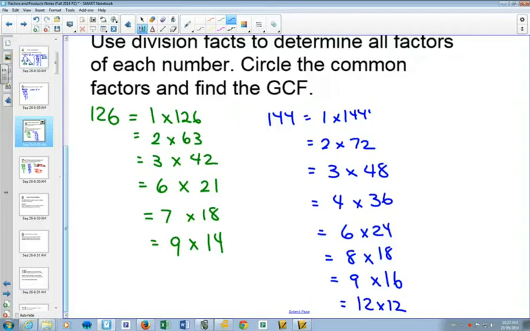Now to be able to do this and do it quickly, you have to have a really, really strong times table. So again, I think the second method is going to be a little faster. Once you have written everything out, you look for things in common.